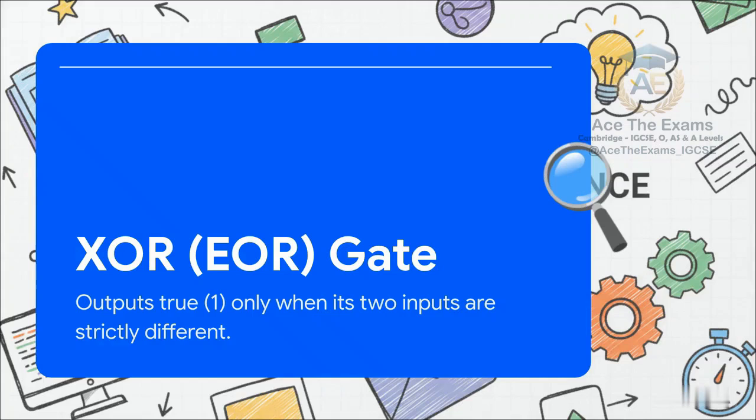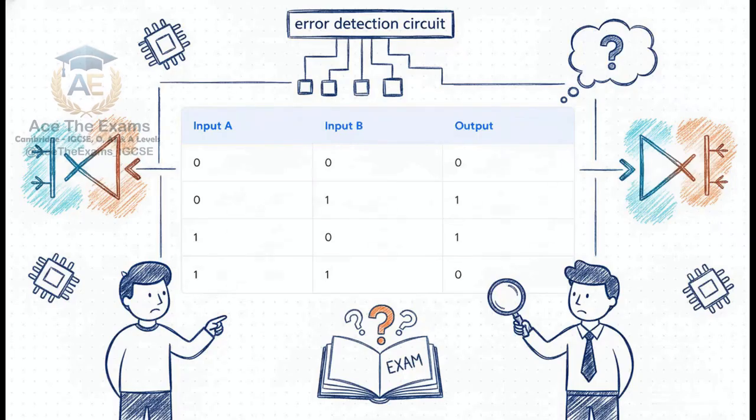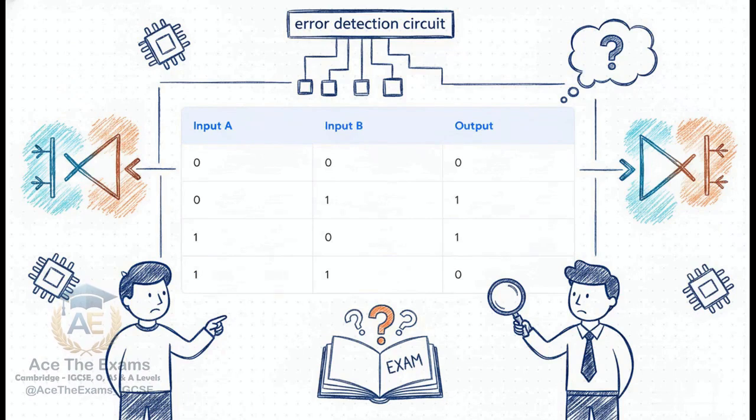So what exactly is an XOR, or exclusive OR gate? Simply put, it is a logic gate that outputs true, or a 1, only when its two inputs are strictly different. If the inputs are exactly the same, it outputs false, or a 0. It is the classic one or the other, but definitely not both, gate. You must have this etched into your brain before you can even begin to apply it to a complex exam scenario. And this truth table perfectly illustrates that exact definition in its absolute purest form.